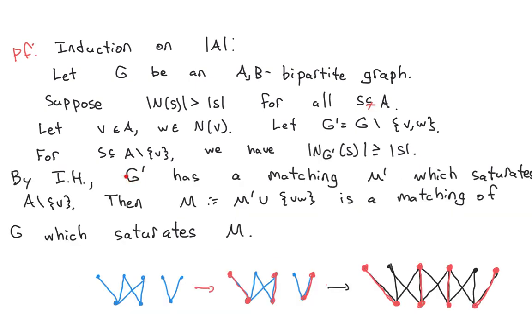So then, by induction, G prime has a matching M prime, which saturates A take away V. So in our smaller graph, we found a matching by induction. Then the idea is we just add our new edge VW back in, and show that we still have a matching. So you add that edge back in, and we get a matching which saturates A. The reason we know this must be true is because we had removed V and W from G to get G prime. So we know none of the edges in M prime could be incident with V or W, because that would imply V and W were in G prime. So this is, in fact, a matching.